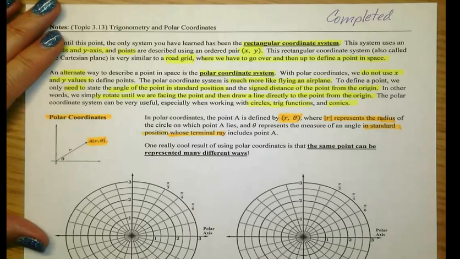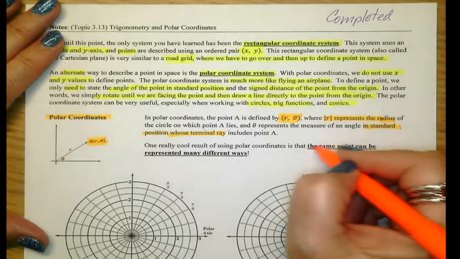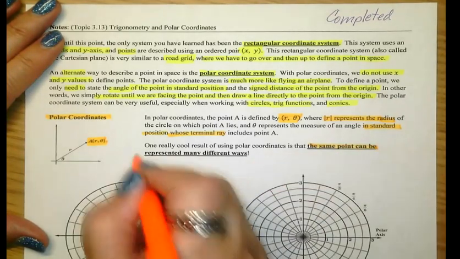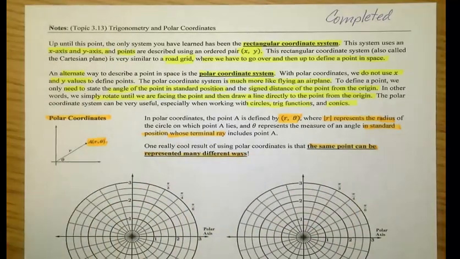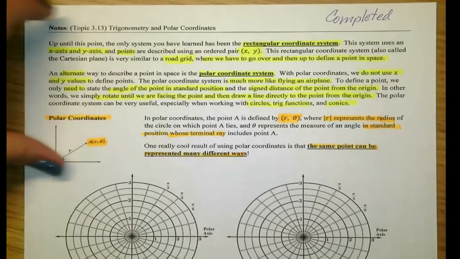So one of the really cool things about using polar coordinates is the same point can be represented in a whole lot of different ways, especially since technically a circle goes on forever. So we could keep naming and renaming points in different ways based on what we were doing, how many times around the circle that we're going to go.